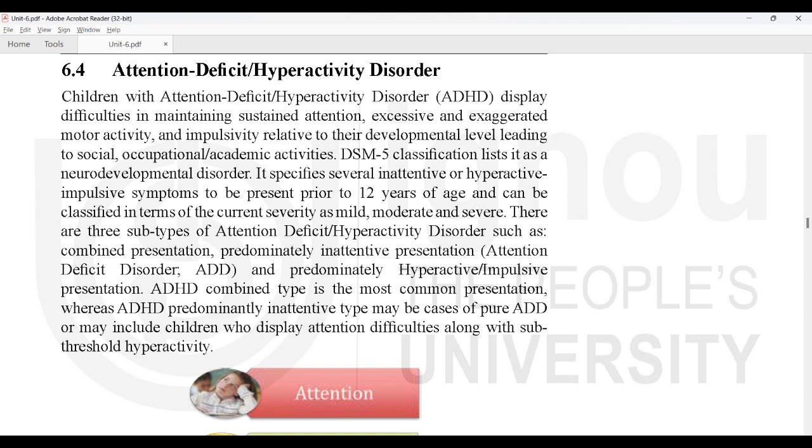There are three subtypes of attention deficit / hyperactivity disorder: combined presentation, predominantly inattentive presentation, attention deficit disorder, AD, and predominantly hyperactive / impulsive presentation. ADHD combined type is the most common presentation, whereas ADHD predominantly inattentive type may be cases of pure AD or may include children who display attention difficulties along with subthreshold hyperactivity.